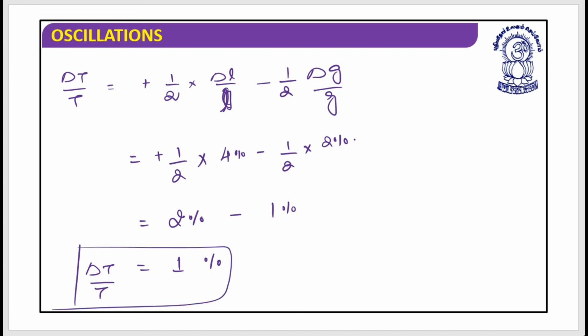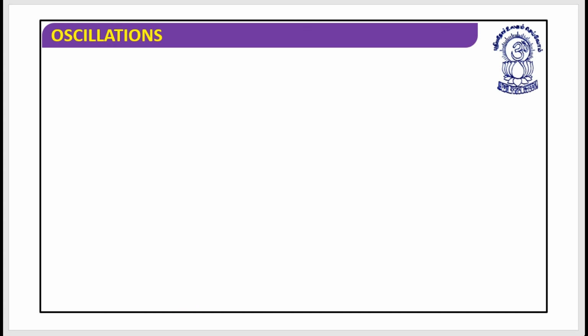I hope this is clear. Is it clear? So delta T by T equals 1%. Are you sure? Do you have any doubts? No? Great. Ready for the next question? Let's have a look.